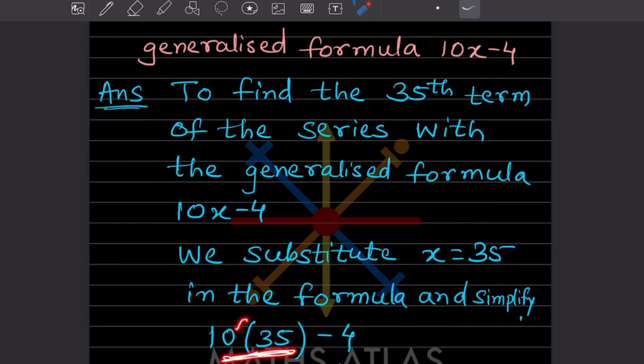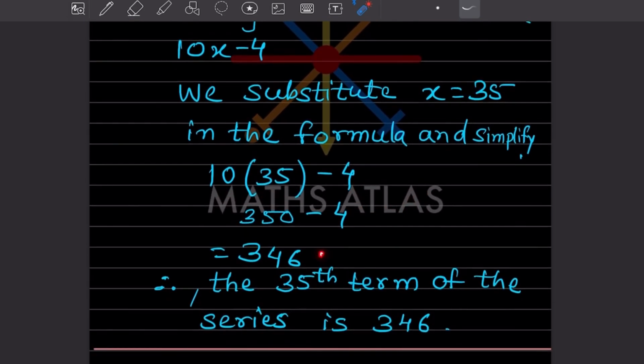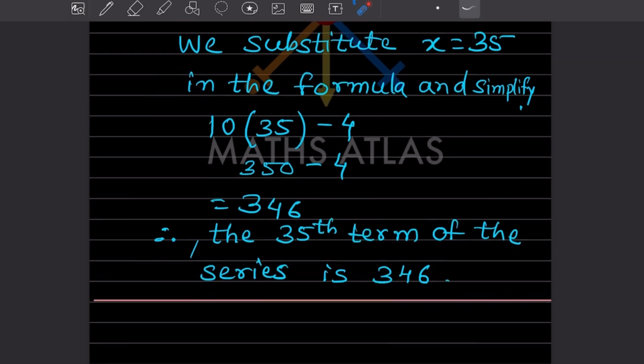When I multiply 10 into 35, that is going to be 350 minus 4. Okay, so that is going to be 346. So we'll write here, the 35th term of the series is 346.